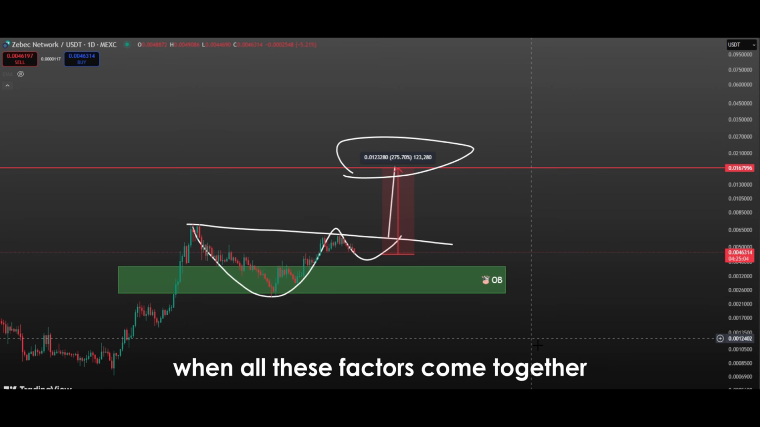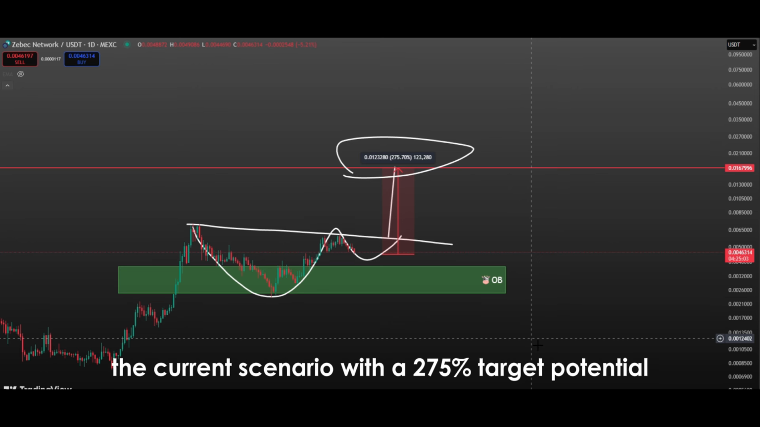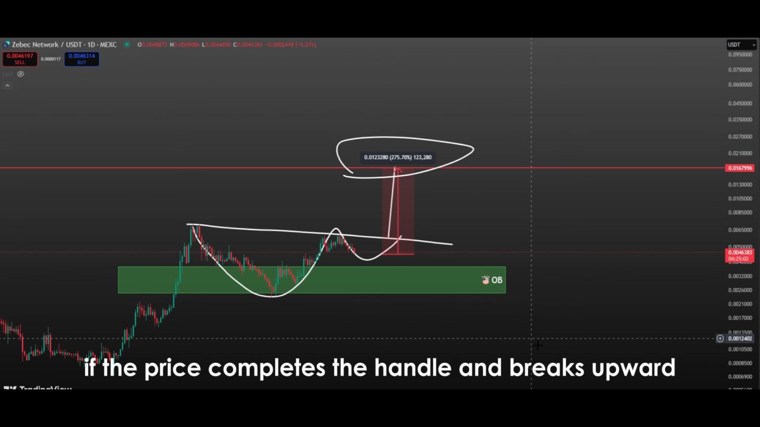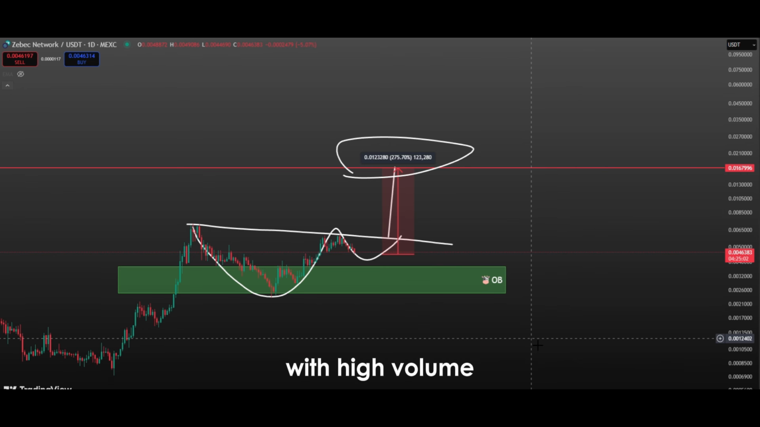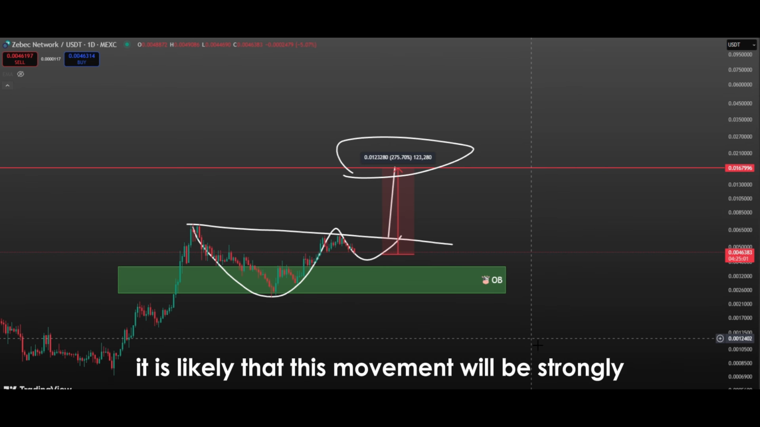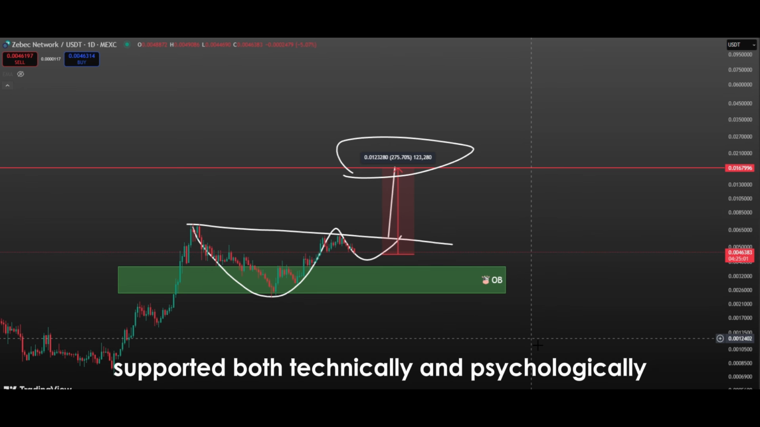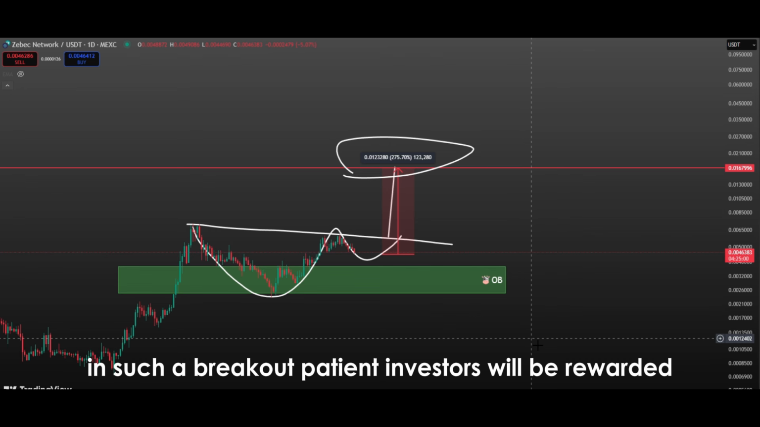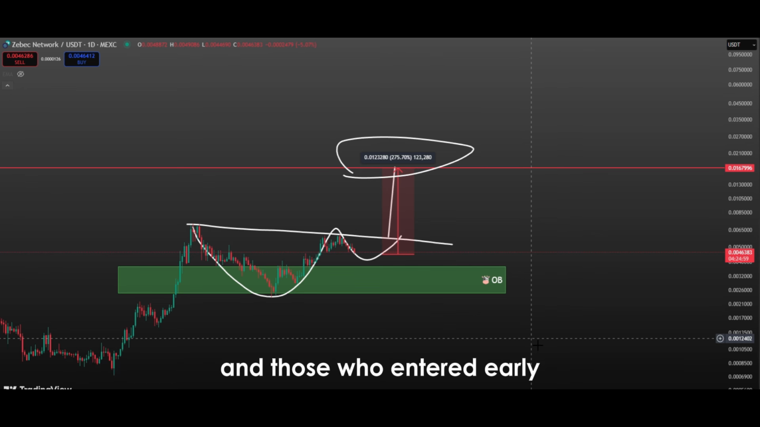When all these factors come together, the current scenario with a 275% target potential really looks exciting. If the price completes the handle and breaks upward with high volume, it is likely that this movement will be strongly supported both technically and psychologically. In such a breakout, patient investors will be rewarded, and those who entered early can earn significant profits.